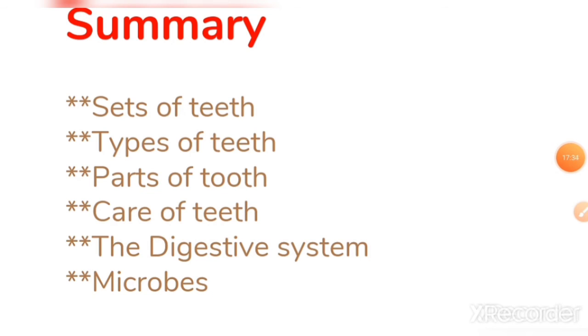Next topic is microbes. Microbes are very small living things that cannot be seen with the naked eyes. They can be seen only with the help of an instrument called microscope. There are main 4 types of microbes: virus, bacteria, fungi and protozoa. Some of the microbes are harmful, which are called germs, and they can cause diseases.